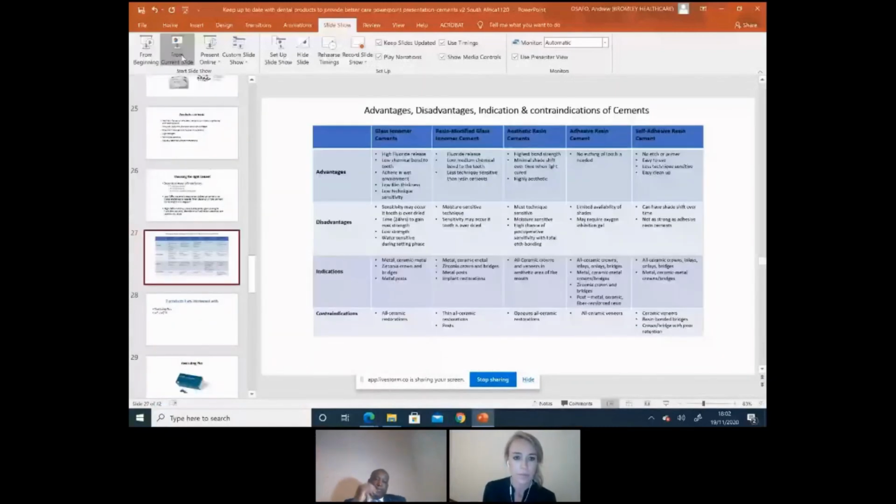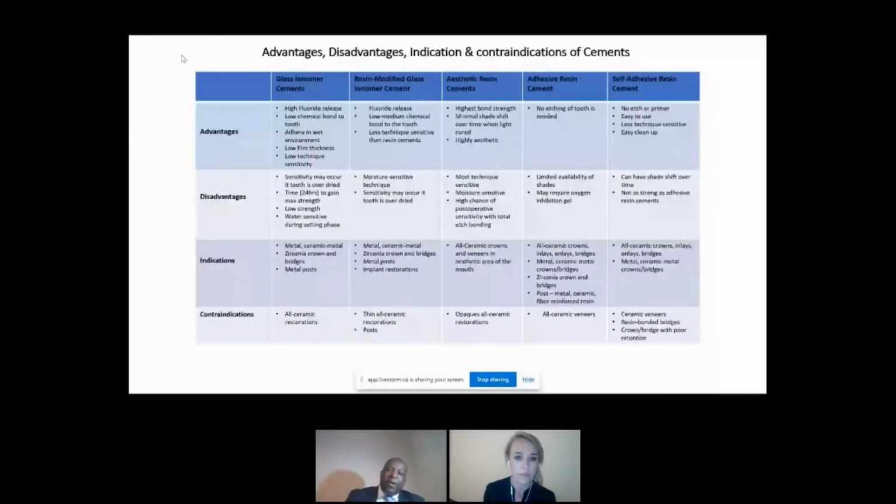So this talks about the advantages and disadvantages. As we said, adhesive resin cements are very good for zirconia crowns. These cements can be used, they're very safe. And then, is there a specific space, like 1 mil of cement space, that's ideal?